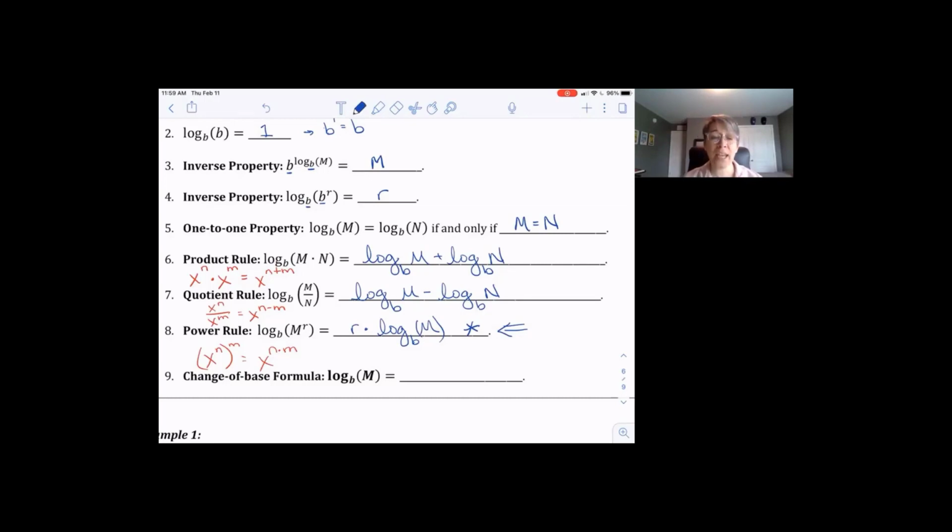Last but not least, we have a change of base formula, log base b of m. And I realize some of your calculators now actually do different bases other than just common log and natural log.